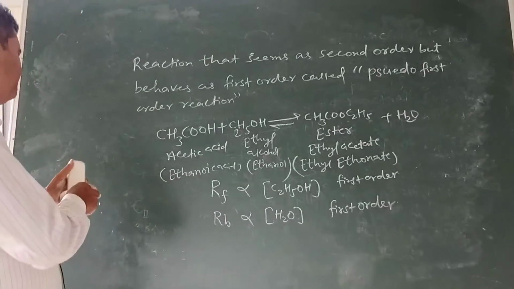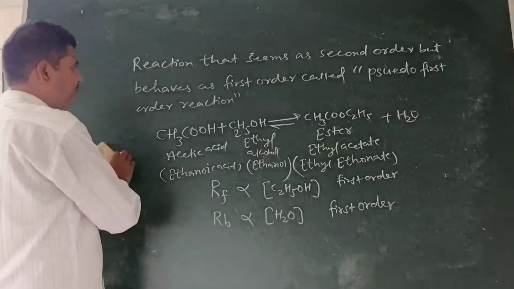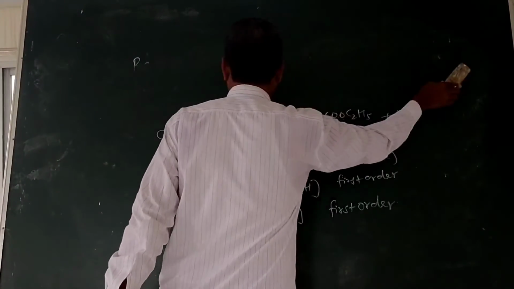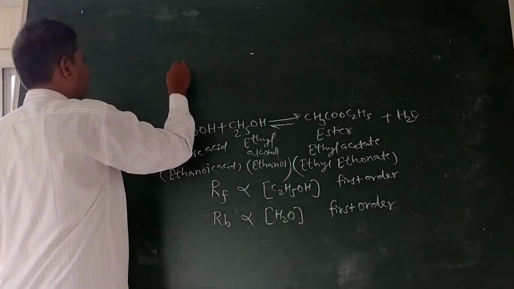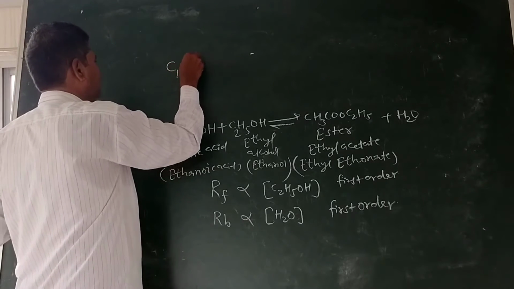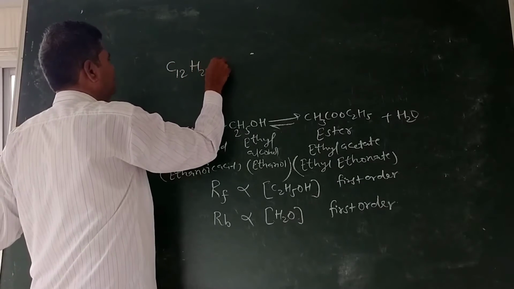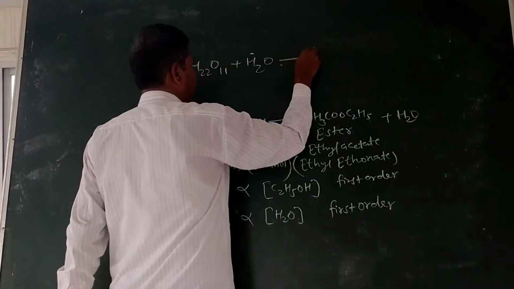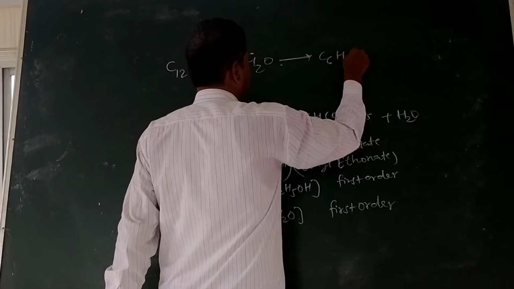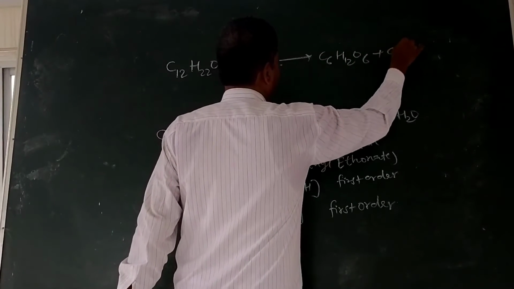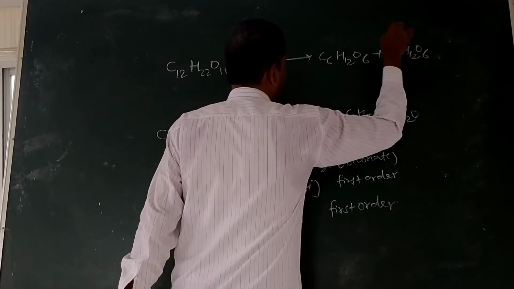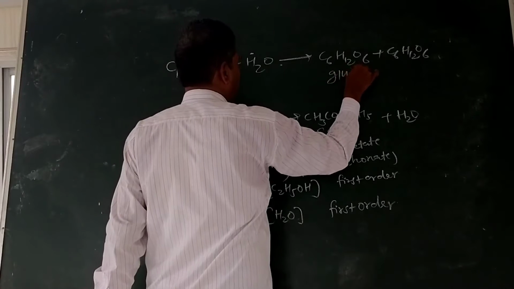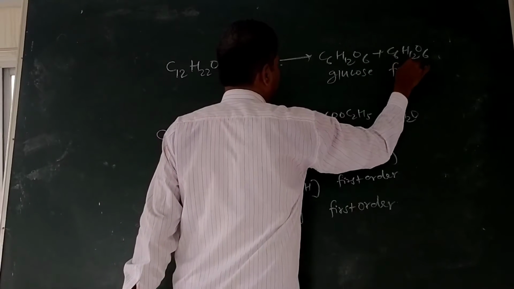Similarly, hydrolysis of sucrose, C12H22O11 plus H2O gives C6H12O6 plus C6H12O6, glucose, and this is fructose.